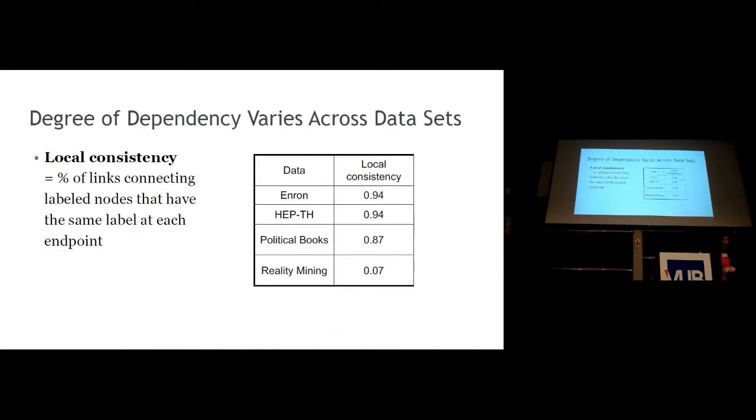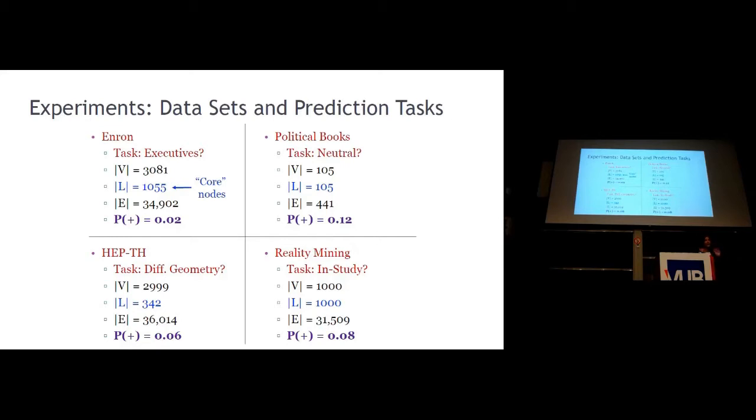So what's L again? Can we go back? So V is the number of nodes. I know, I'm going to get there. I'm going to repeat because there's some confusion. V is the number of nodes I have in a network. So Enron would be, I have 3,081 email accounts. L is, out of these 3,081 email accounts, I only have 1,055 email accounts that are labeled. So L is the number of nodes that are labeled.